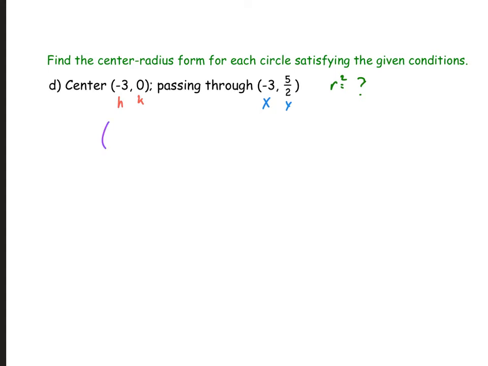So take x, which is -3, and then subtract -3, and square that, plus y, which is 5/2, and then subtract 0.